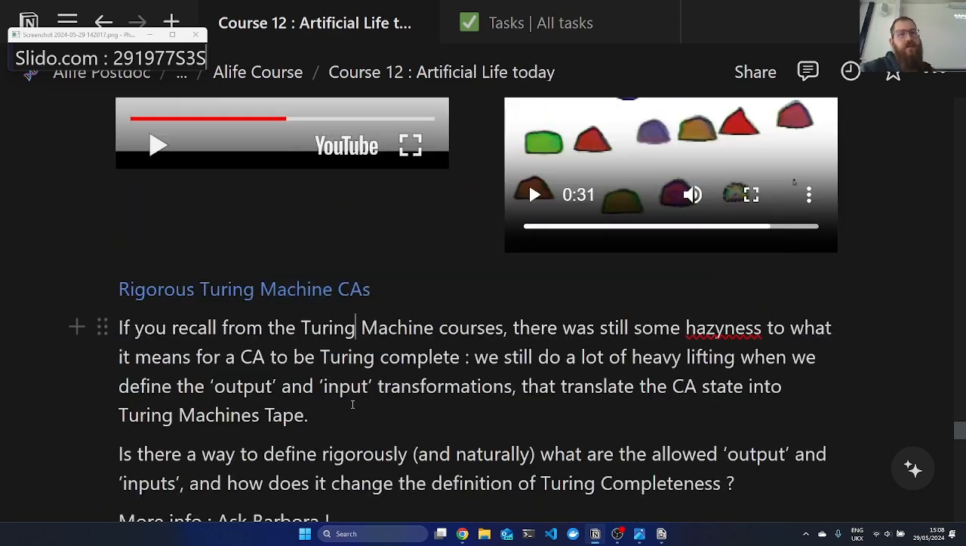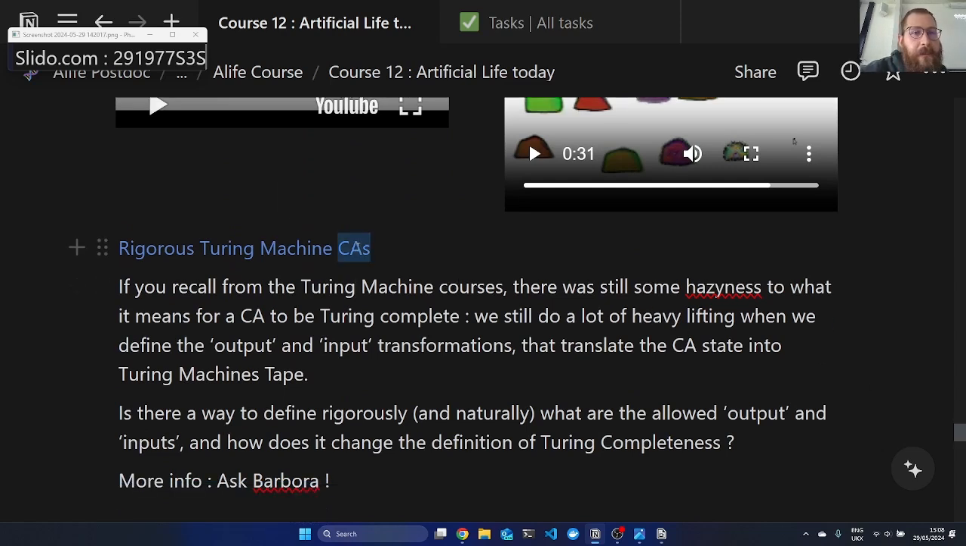Another direction for research is more rigorous Turing machine cellular automata. If you remember from the Turing machine courses, there was some haziness on what it means for a CA to be Turing complete. We had input and output functions on top of our CAs, which told us how to take the Turing machine and its tape, convert it into a CA configuration, then let it run, and then convert it back to the final tape.